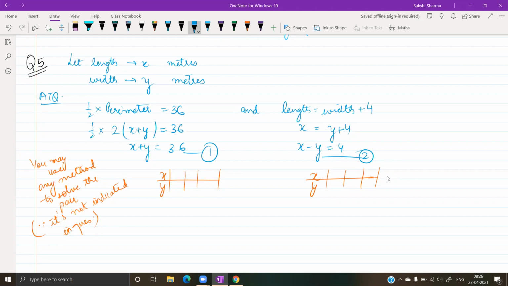Ma'am, x is 20 and y is 16. X is 20, y is 16. You can even interchange. Ma'am, 2x is common, this is the solution, 20 and 16. Okay. You solved by elimination? Yes, ma'am. Great. So length is 20 meters, and the width is 16 meters.